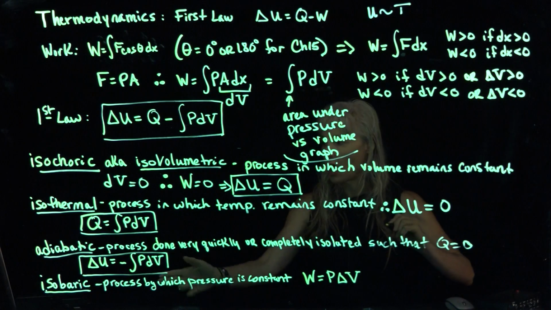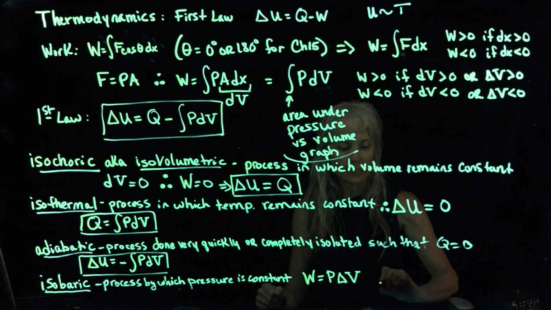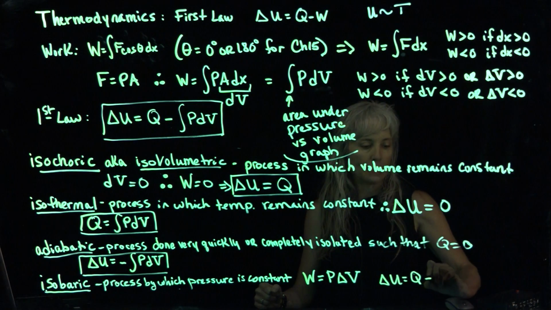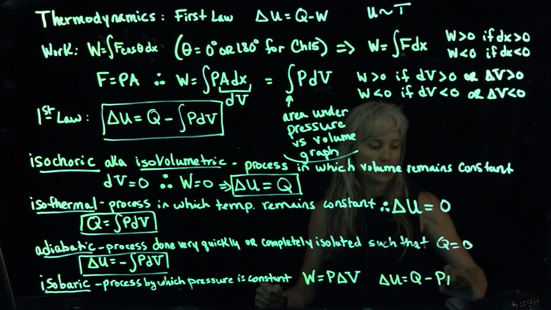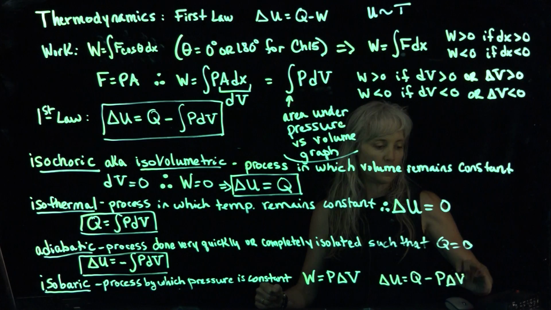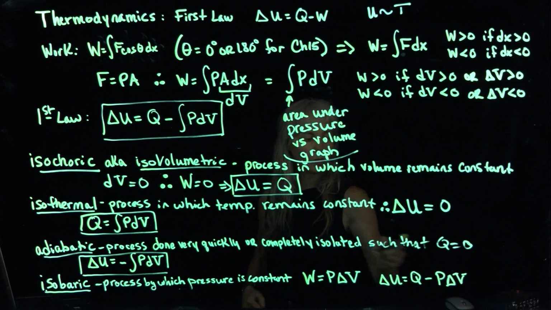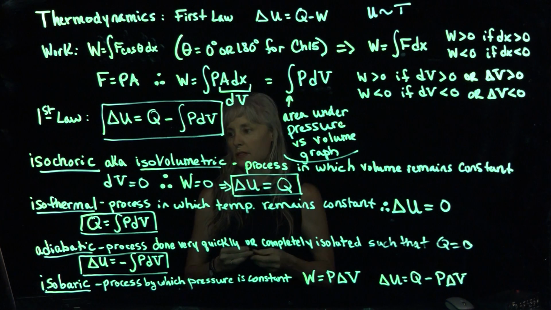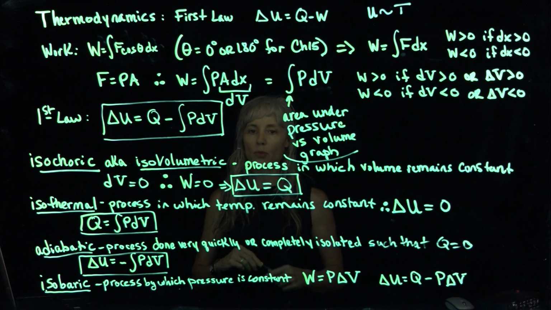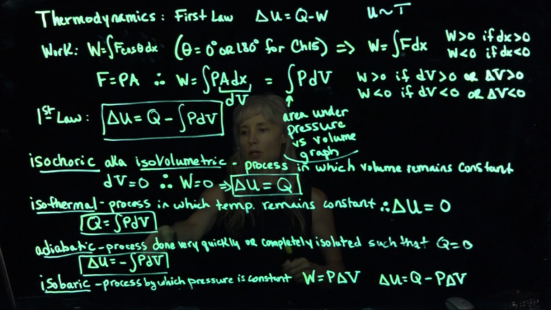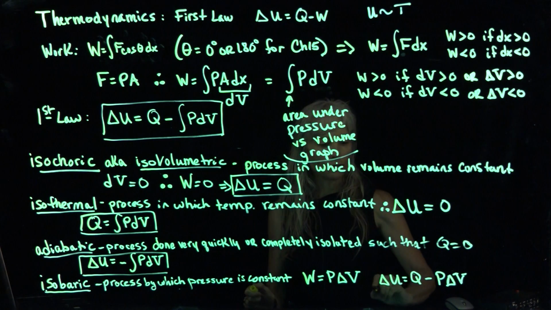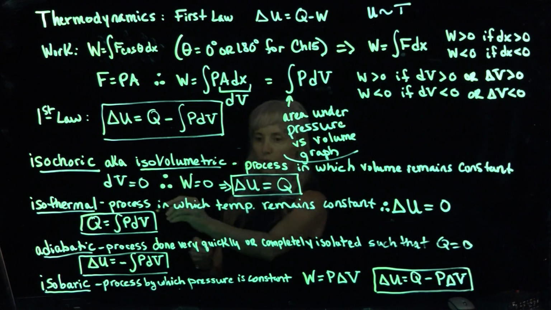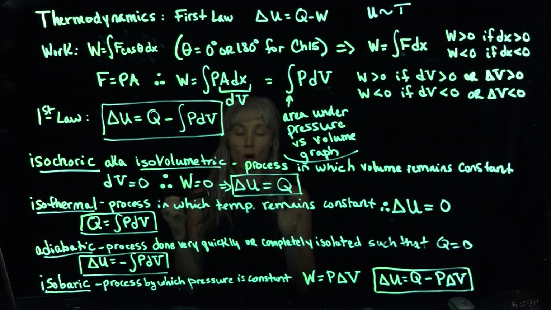So the first law for an isobaric process is that the change in internal energy is going to be equal to the heat added minus P delta V. Notice I can only write it as P delta V for an isobaric process, not for any other process. So these are the 4 processes that we're going to be looking at, and you can see the consequences to the first law as the boxed in values for each one of the processes.